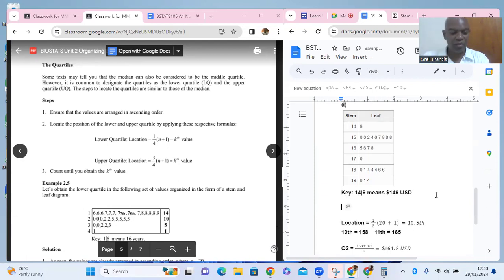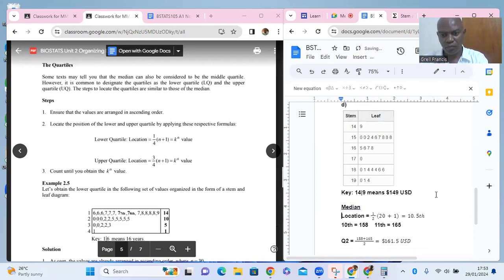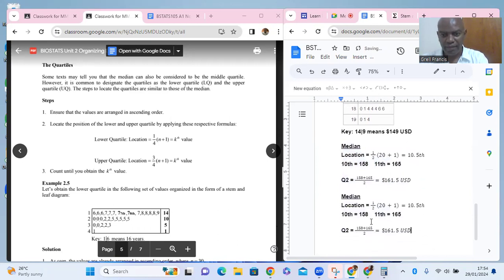So what I can do is a copy and paste. I can call this median. So this working is for the median. And I can copy this, paste it, and this working will be for the lower quartile. Now the location is a quarter times n plus 1. So 1/4 times n plus 1. n remains 20. So I have to get a quarter times 21.